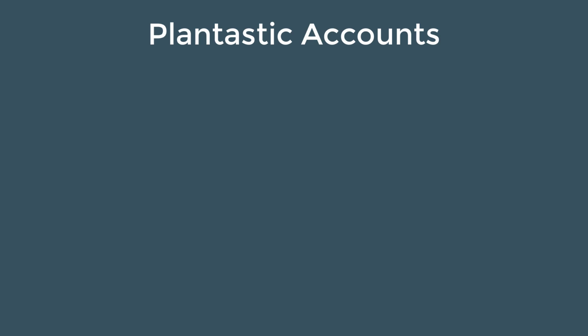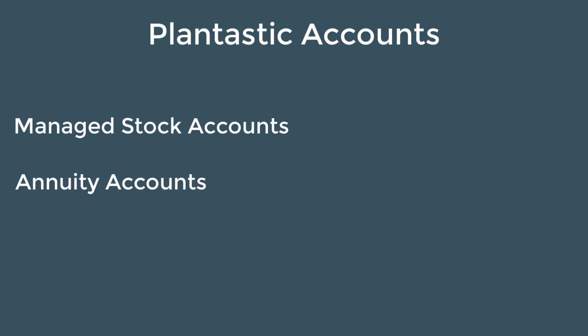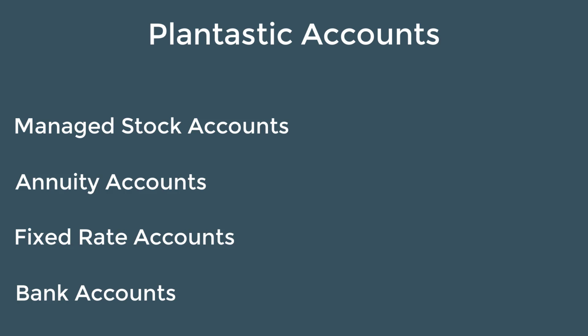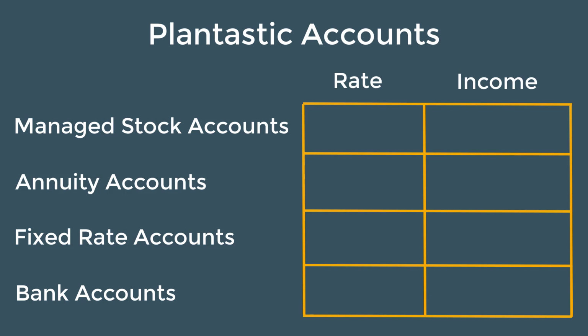In Plantastic, there are 4 different account types that you can define for your clients: managed stock accounts, annuities or self-funded pensions, fixed rate accounts, and bank accounts. Your clients will often have existing managed stock accounts and bank accounts, but many of them won't know the options and benefits offered by the other account types. Plantastic can help you define the account types to use in your clients' plans and create scenarios that explore the various ways in which those accounts can be combined.